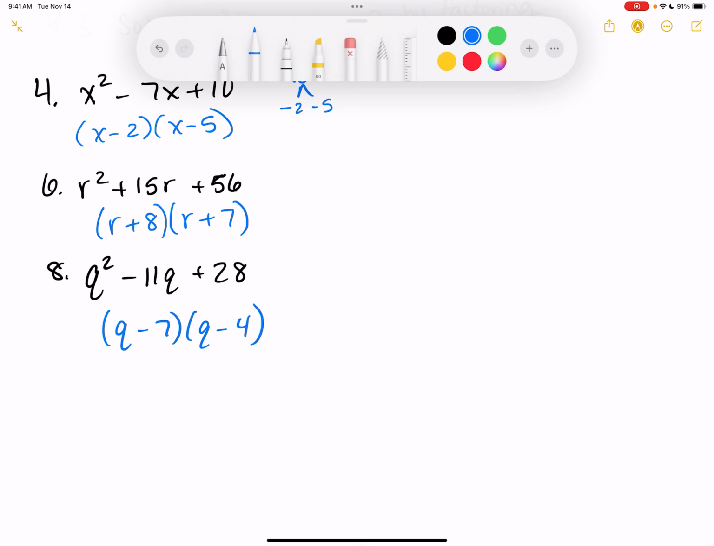And it doesn't matter which one you write first. If you did 4 first and then 7, or 7 first, that's fine too. It's going to give you the same answer either way.